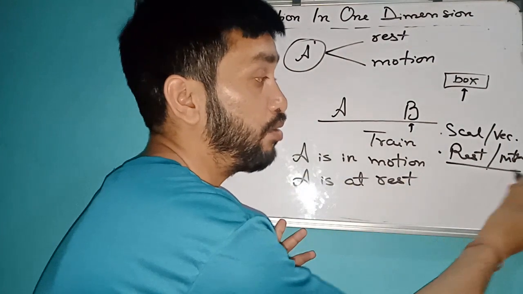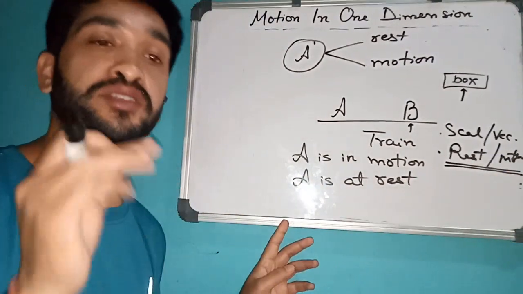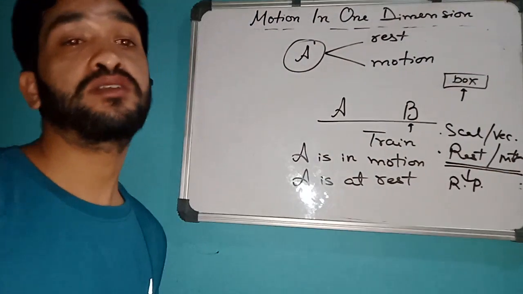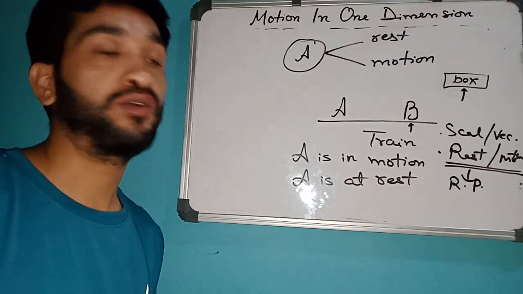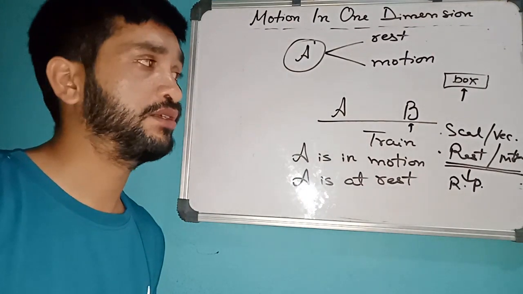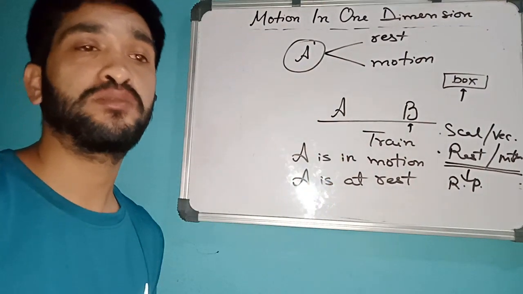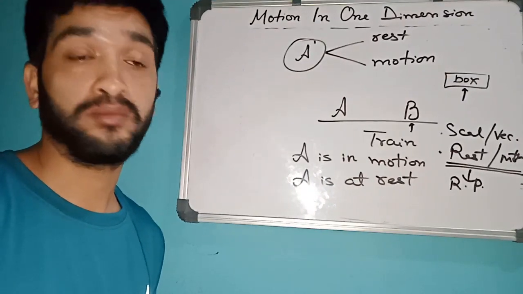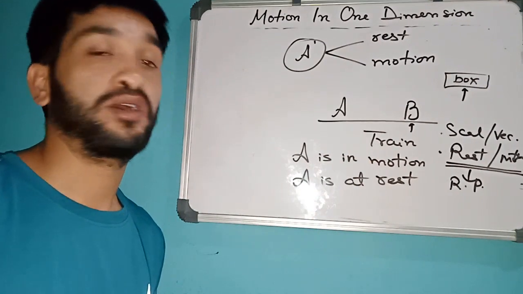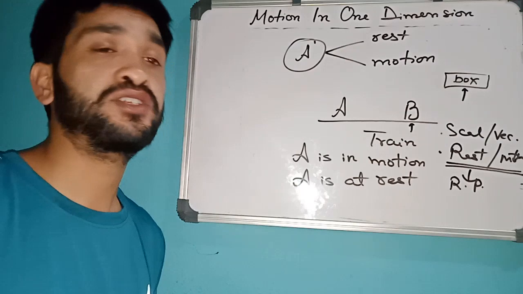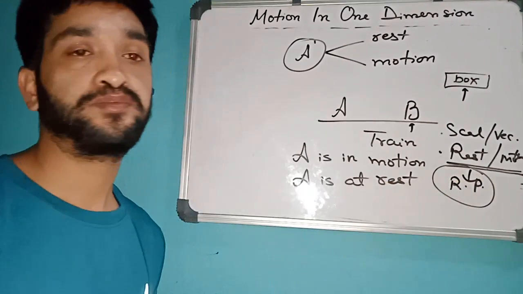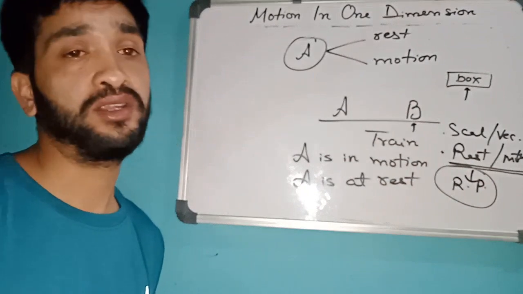And for rest and motion, always remember your definition is incomplete if you are not using a reference point, which is written as immediate surrounding in your ICSE textbooks. Clear? That immediate surrounding is also a reference point. With immediate surrounding, if you are changing your position, it means you are in motion. If with that immediate surrounding you are not changing your position, it means you are at rest. So in physics it's immediate surrounding, but it will be better if you try to use reference point. So I hope these 2 points are clear to you.